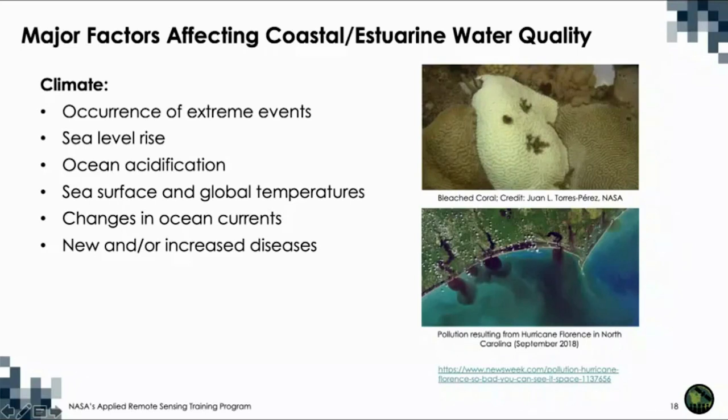You can see an example here. It's the pollution resulting from Hurricane Florence in North Carolina. As seen here, the rivers and streams bring polluted water as runoff increases because of rain that is brought by Hurricane Florence. These are the dark areas.